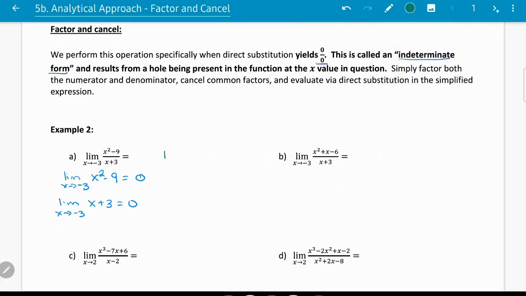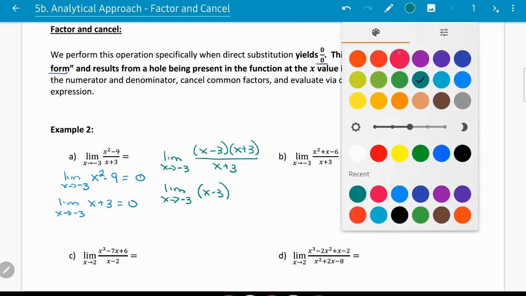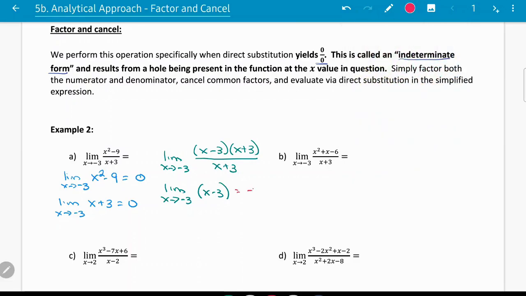So that is going to equal the limit as x approaches -3. I'm going to factor this, so x minus 3 times x plus 3 over x plus 3. I recognize that I can cancel the x plus 3 terms. So this is the limit as x approaches -3 of x minus 3. And now I can do direct substitution, and so that is -3 minus 3, which equals -6. Now note that as we were working through this, I kept the limit notation until the moment I did direct substitution.